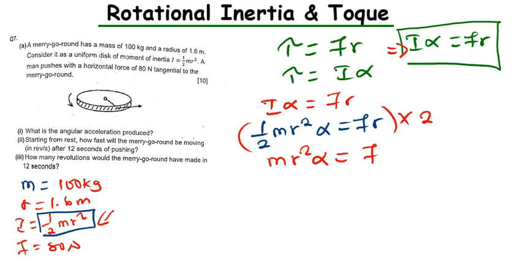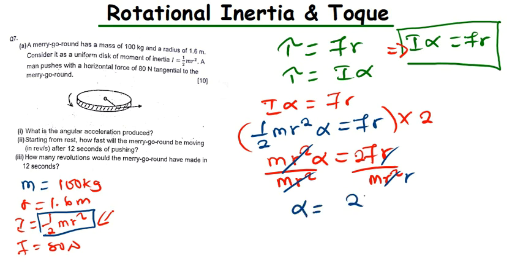But I can also see that I can divide both sides by m r squared. So these two can cancel. Then here again, this and one r will cancel, and I'll remain with one r. So alpha will be equal to 2 f divided by m r.